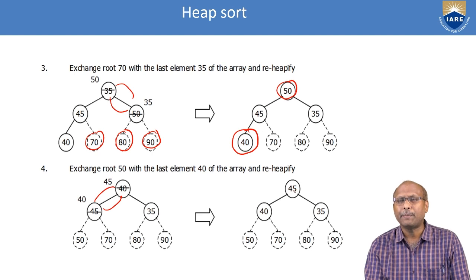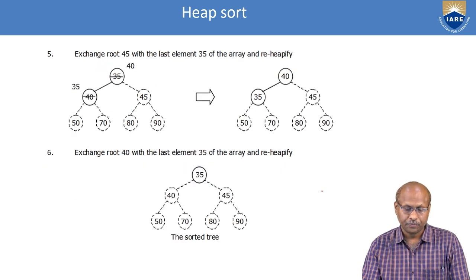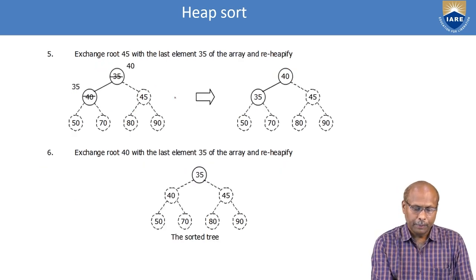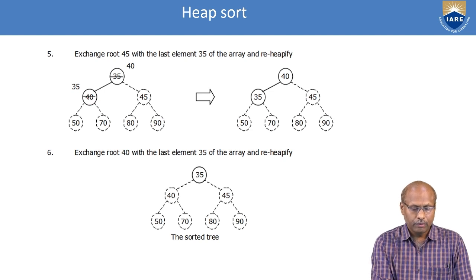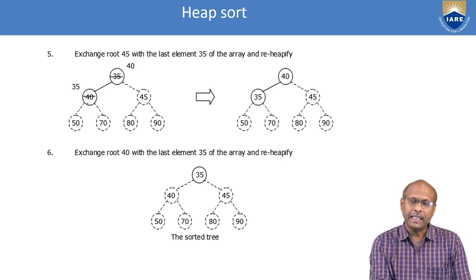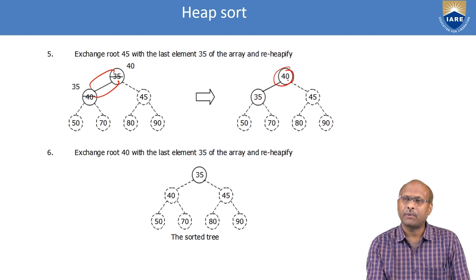Now this one is replaced with the last child. Which is the last child? The last child is 35. So this one you have to replace. So replace with this. So 35 has gone up. Now compare with 40. If you compare 35 and 40, 40 is bigger. So interchange this. After that my 40 has gone up. Now the parent is the bigger one.